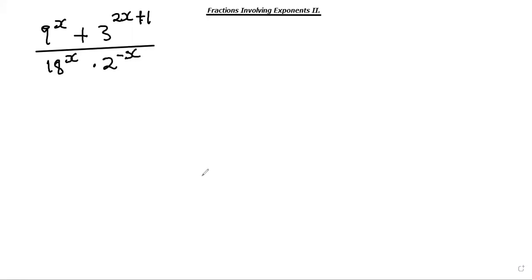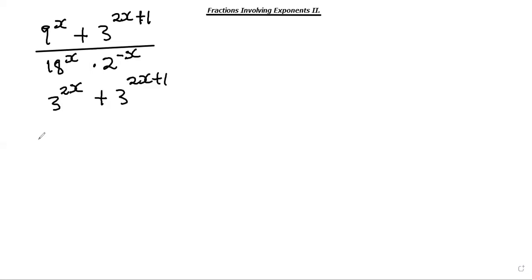for 3 marks. Now, the first thing we do is to make sure that 9 is written in exponential form to base 3. So it's going to be 3 squared, which is further raised to the x. Then we multiply the exponents, so we end up having something like this. Then we still say plus 3 raised to the 2x plus 1.